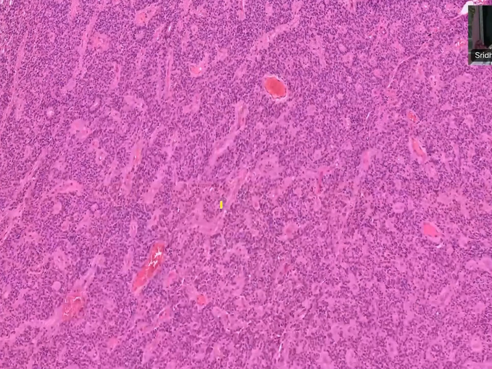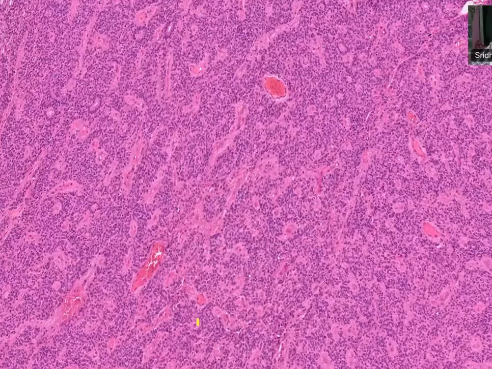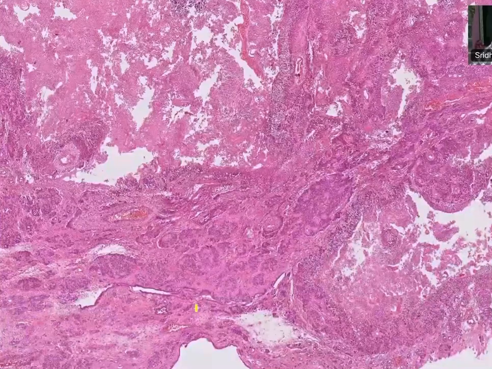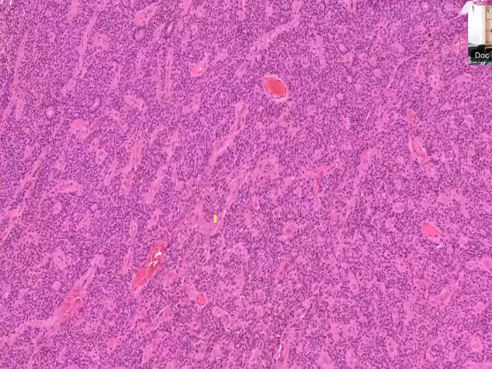You describe this one, the same area at higher power. Sir, you can see the same features: cellular crowding, similar cells, interspersed with vascular channels. Okay? And interspersed with some areas of, what are these?